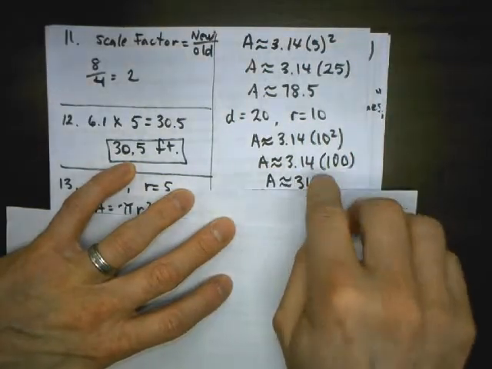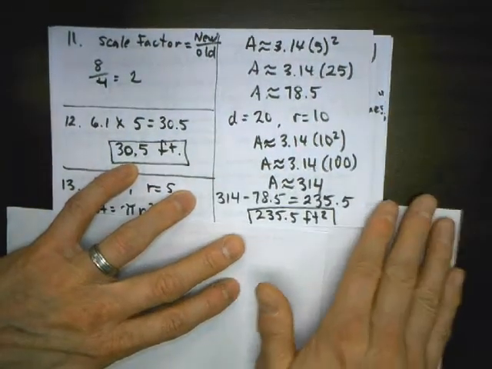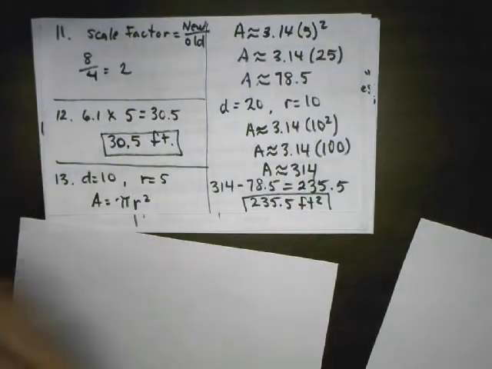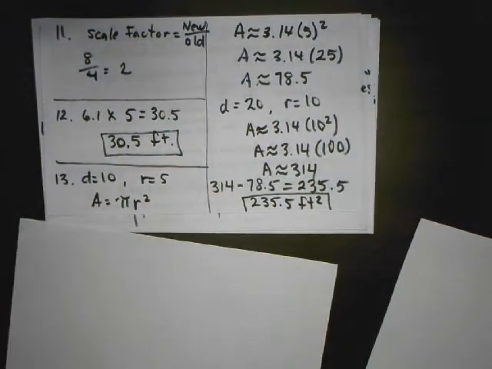Now, we're going to take these two, and they say, what's the difference? So we subtract. You can line up the decimals, or since I'm letting you use a calculator, better yet, just hit in your calculator 314 minus 78.5, and you got your answer.